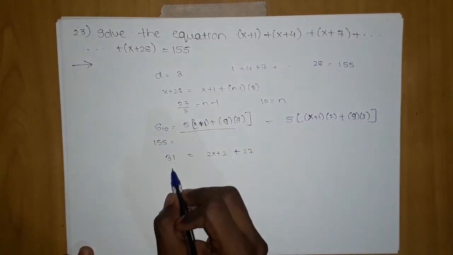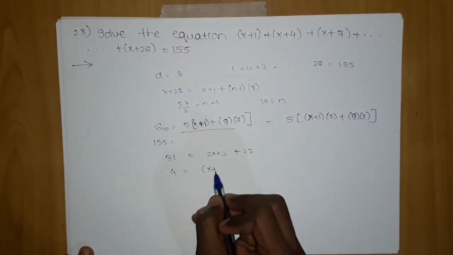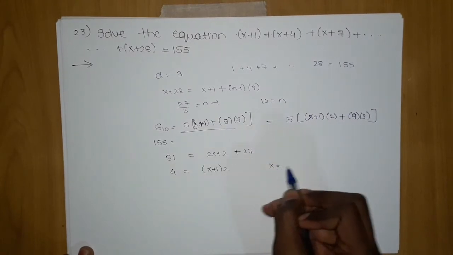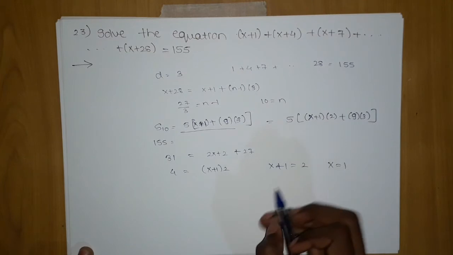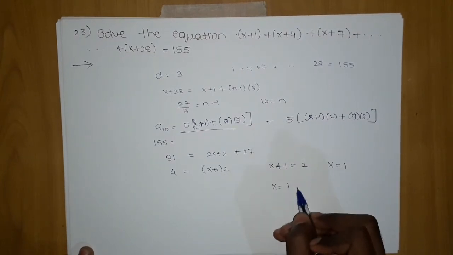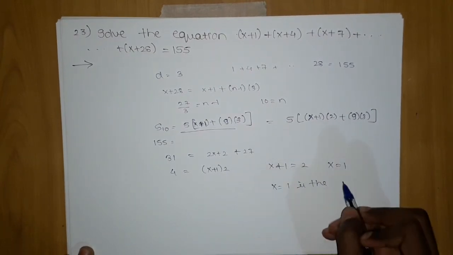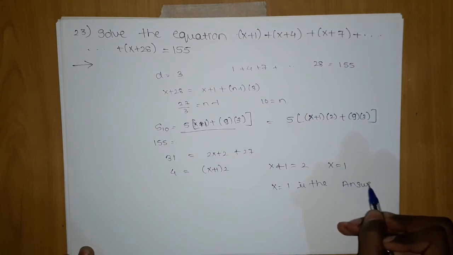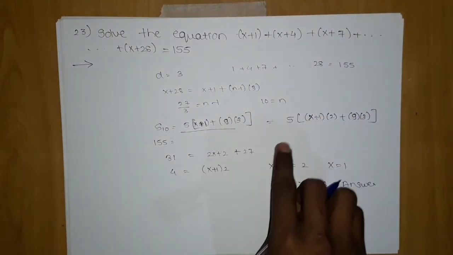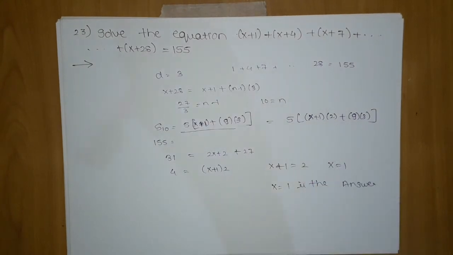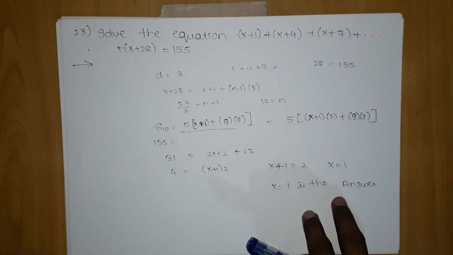If I subtract this, I get 4 is equals to x plus 1 into 2, which gives me x plus 1 equals to 2, which gives me x is equals to 1. So x is equals to 1 is the answer. Okay, so you can look at it this way, or look at it this way, but for finding x you have to substitute a as x plus 1. Okay, so let's move on to the next question, the question number 24.